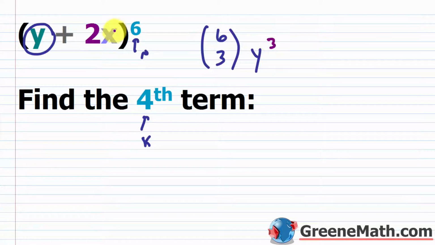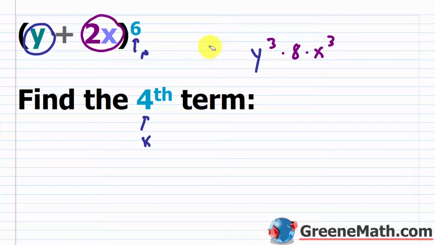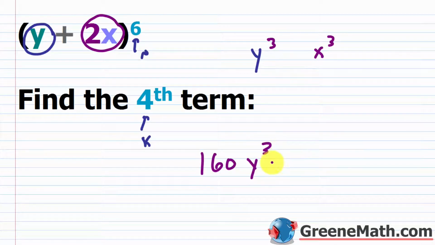Then the next part is going to be this guy. So it's going to be times, you have your 2x raised to the power of, again, k minus 1. So in this case, k is 4. 4 minus 1 is 3. So 2 cubed is 8, and x cubed is just x cubed. So we put times 8 times x cubed. Okay, so let's do 6 choose 3 real quick. And that is going to give us 20. Okay, so this is 20. And so what we would say is 20 times 8 is 160. So I can write this and say this is 160. Okay, let me just erase this as I go. Times y cubed x cubed. So that would be your fourth term when we expand this.